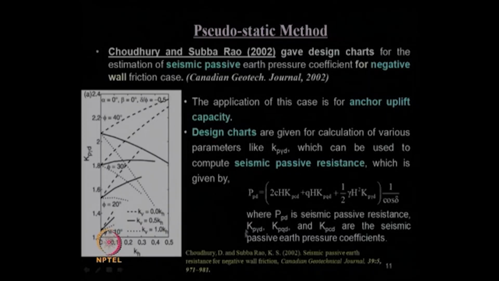The details about this concept can be obtained using the pseudostatic method in this journal paper, this is my work, Chaudhary with my supervisor Professor Subbarao in 2002, Seismic passive earth resistance for negative wall friction, which is published in Canadian Geotechnical Journal, volume 39, issue 5. These are the page numbers.